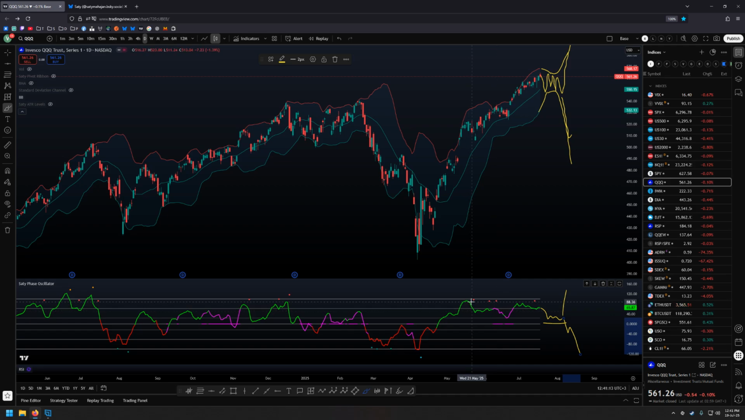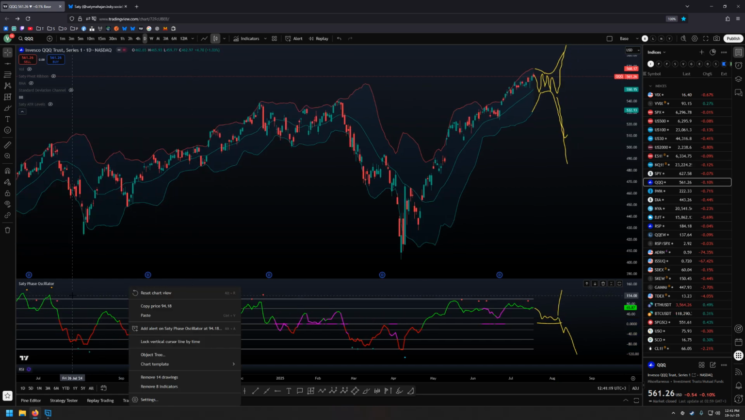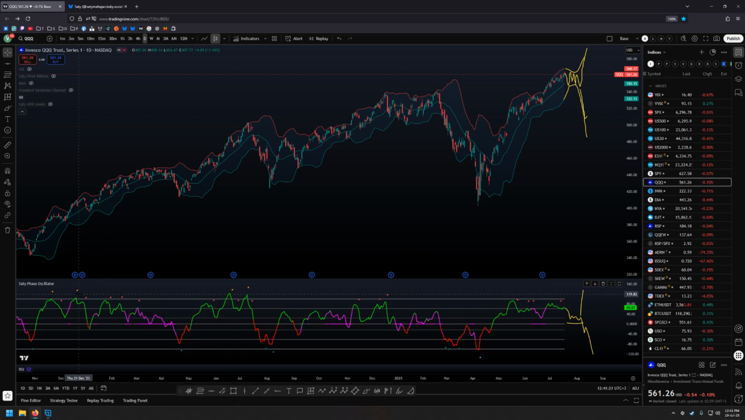The dots here are just some signals, like the orange one here is coming out of over 100, and the red one is coming out of distribution, so out of this range from plus 61 to 100.